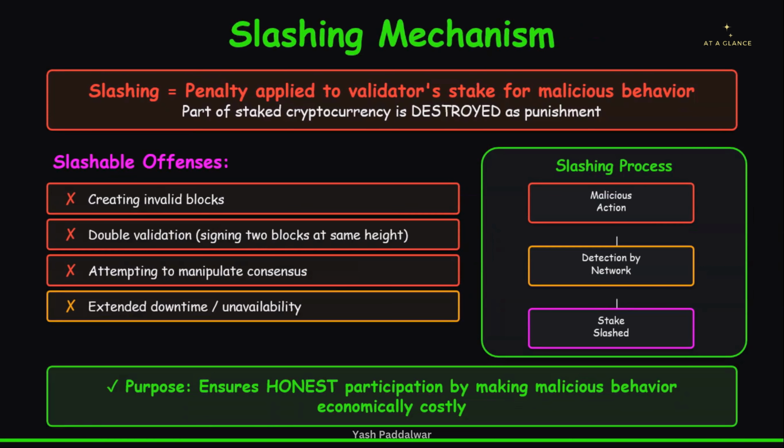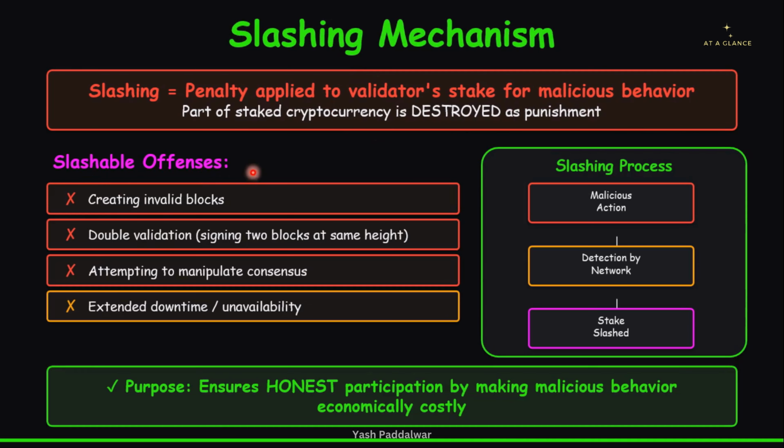Now, let's have a look at the slashing mechanism. As I already said, whichever validator is selected, if that validator is malicious, then in that case the stake of that particular validator which was locked will be penalized. Okay, so slashing means a penalty applied to the validator's stake for malicious behavior. That means part of the staked cryptocurrency is destroyed as punishment. Like this it goes.